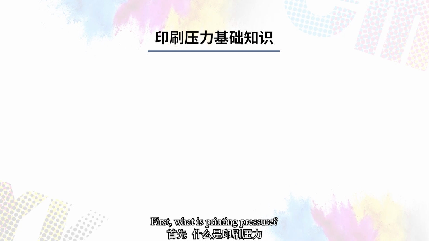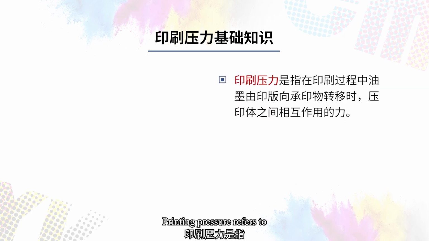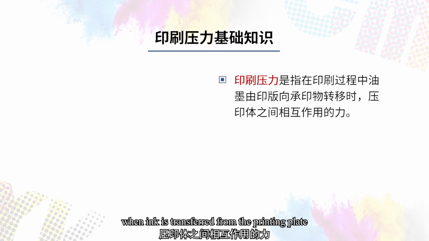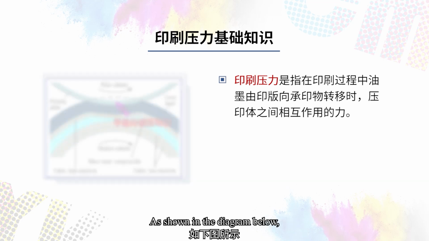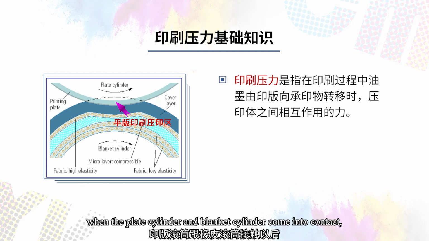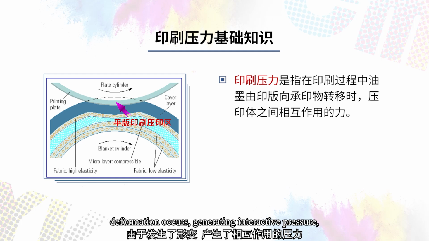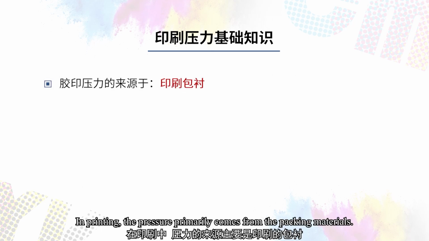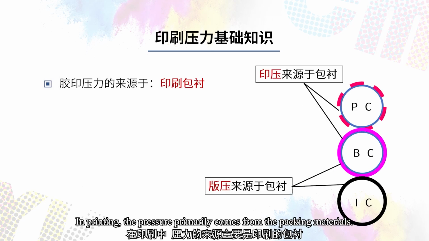First, what is printing pressure? Printing pressure refers to the interactive force between impression bodies when ink is transferred from the printing plate to the substrate during the printing process, as shown in the diagram below. When the plate cylinder and blanket cylinder come into contact, deformation occurs, generating interactive pressure, which we call printing pressure. In printing, the pressure primarily comes from the packing materials.